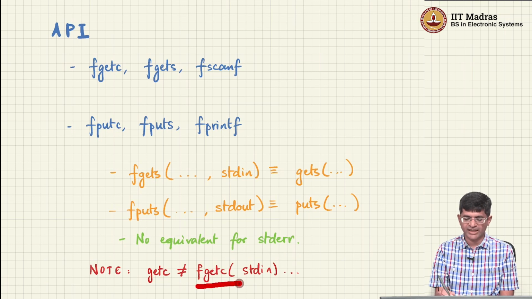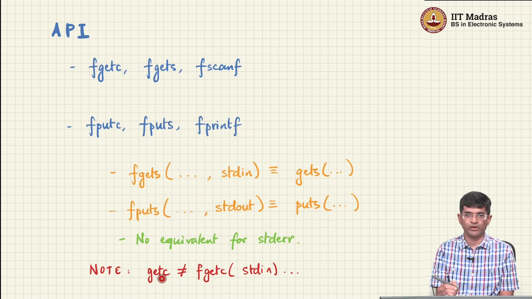There is a function fgetc which can be applied to stdin, which is used to get a character out of stdin. But you might be tempted to think that getc is just the equivalent of assuming that you already have stdin as the argument, and therefore it is just fgetc with stdin applied to it. That's not really the case. So getc is a slightly different function.